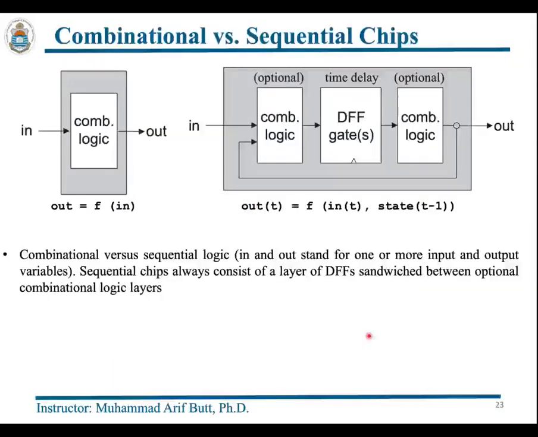Well, this slide once again shows the comparison between the combinational and the sequential circuits. The output of combinational circuit is a function of its input, while the sequential chips always consist of a layer of flip-flops. We will be using D flip-flops. They may be sandwiched between optional combinational logic layers, and the output of sequential circuit is a function of its input as well as its previously stored state.